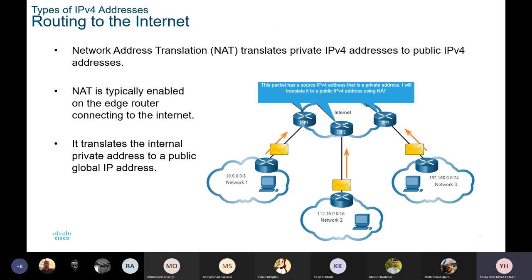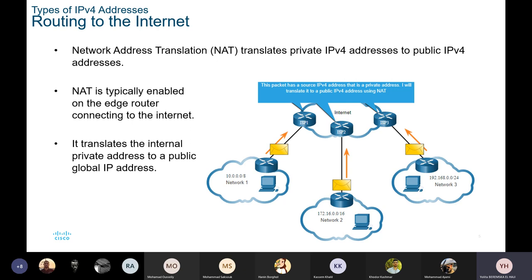But maybe you ask me, okay, here we have three local area networks. This one is network one with this address, 10.0.0.0/8. This one is 172.16.0.0/16. And this one, 192.168.0.0/24. Okay, all devices internally can communicate with each other, no problem. But when they have to send their messages through the internet to remote networks, what shall we do?